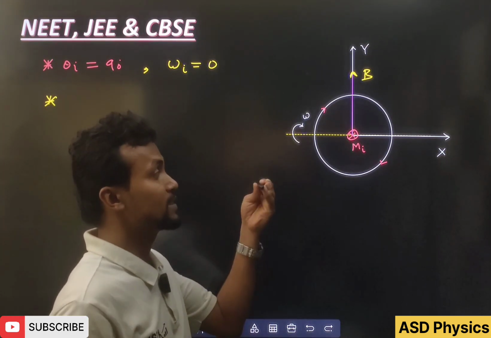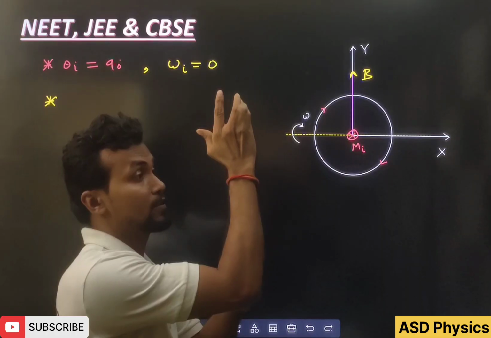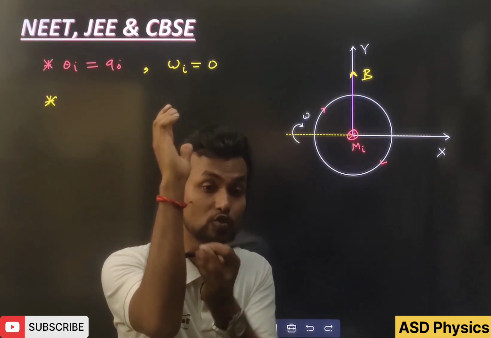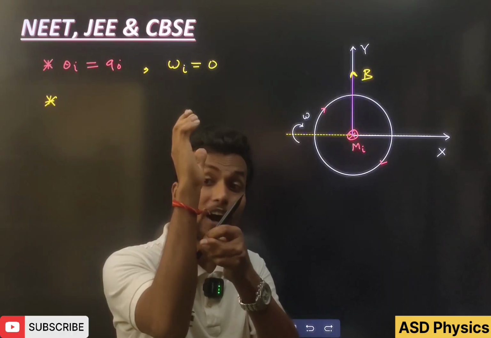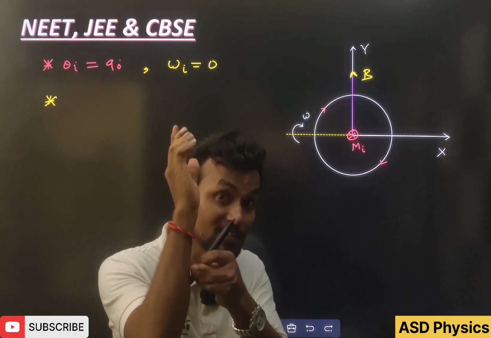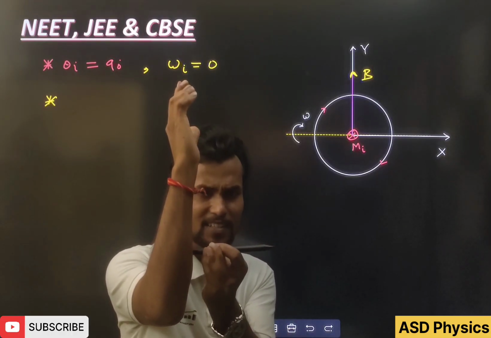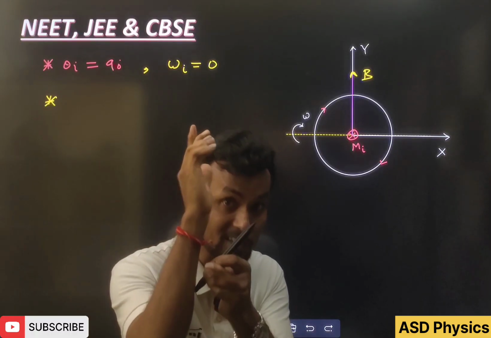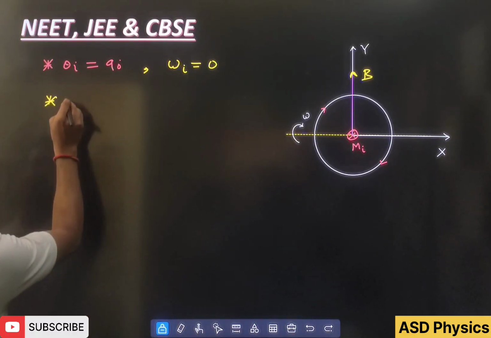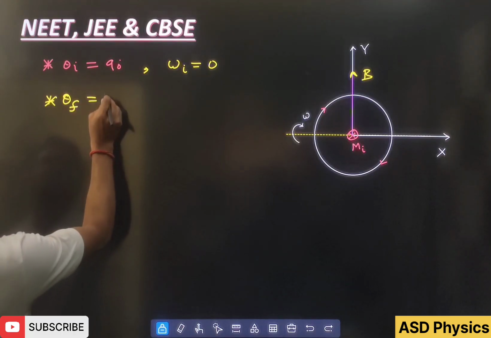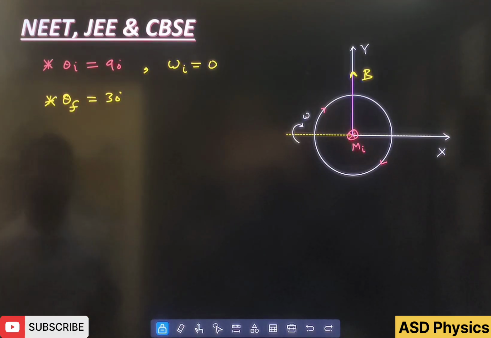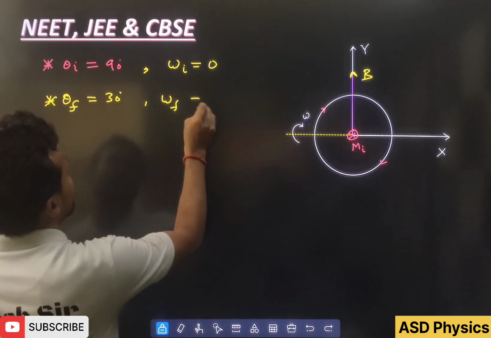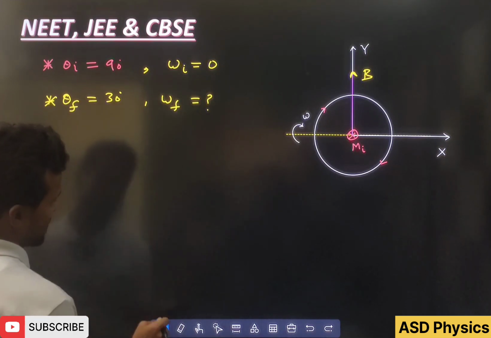So try to understand here. See, this is the magnetic moment inside. This is the magnetic field like this. It is going to rotate by how much angle? 60 degrees. So when it rotates 60 degrees, how much angle will it make from the magnetic field? 30 degrees. Again you see, 90 degrees is there, 60 degrees rotated. So how much angle is it making now from the magnetic field? 30 degrees here. Is it? So remember that here the final angle between magnetic field and magnetic moment will be 30 degrees. In this situation, we have to calculate the final angular speed.